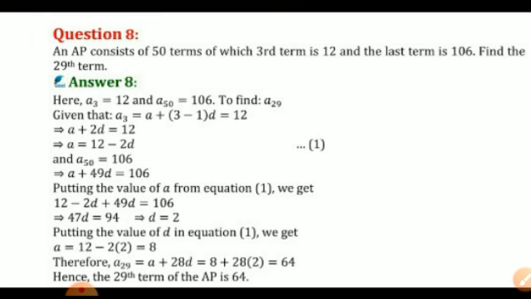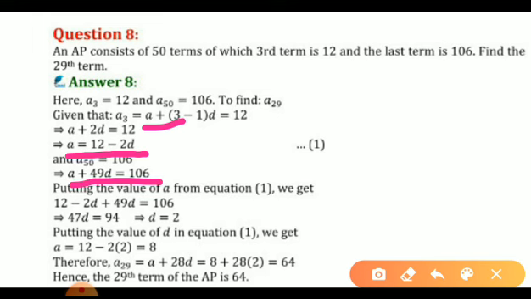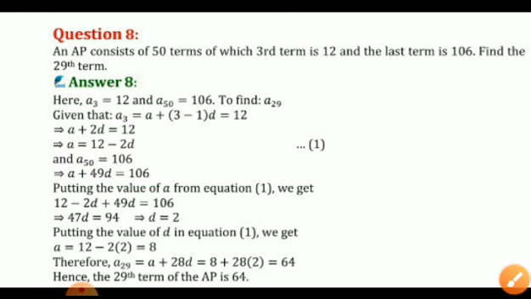Okay, now see here, since it has been given that A plus 2D is 12, I may get the value of A as 12 minus 2D. Also, A plus 49D is 106. So what to do? The value of A, I have to substitute in this equation. If I substitute the value of A in this equation, everything will be in terms of D, and hence you can find the value of D as equal to 2.